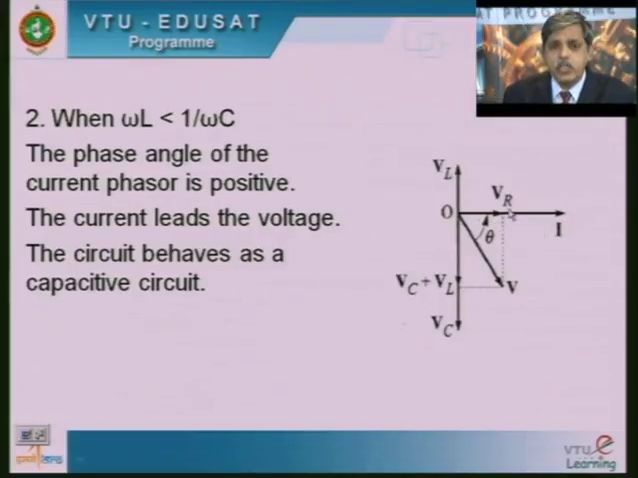So, adding these two voltages, VR and VC minus VL, I get a magnitude of V volts. But you see here the current is leading the voltage by theta, or you can say the voltage is lagging behind the current by theta. Either way it is the same.